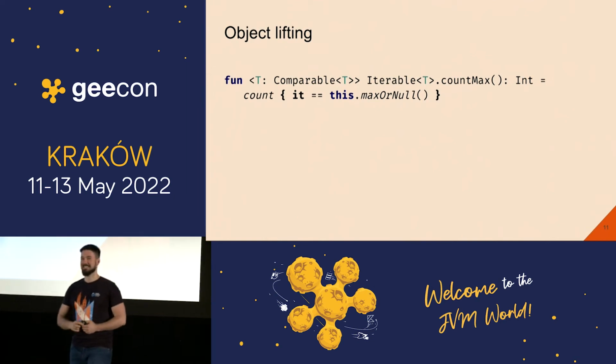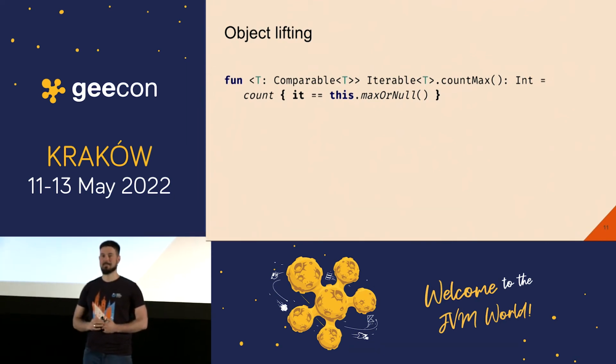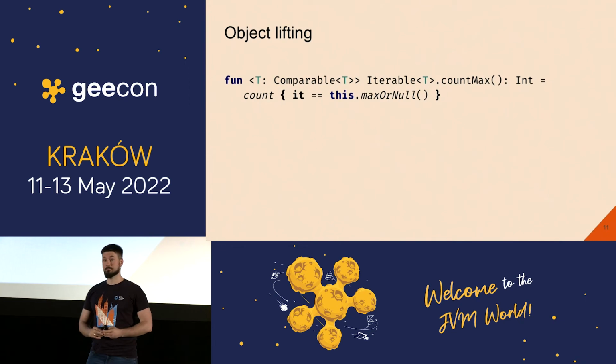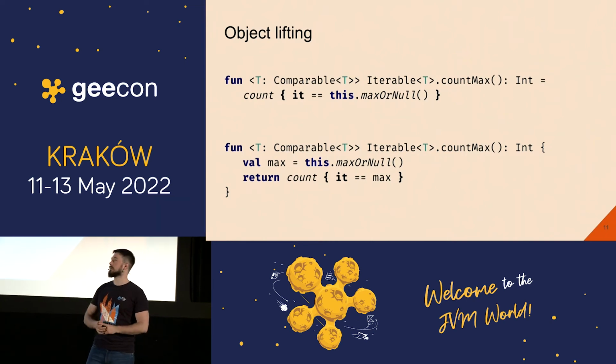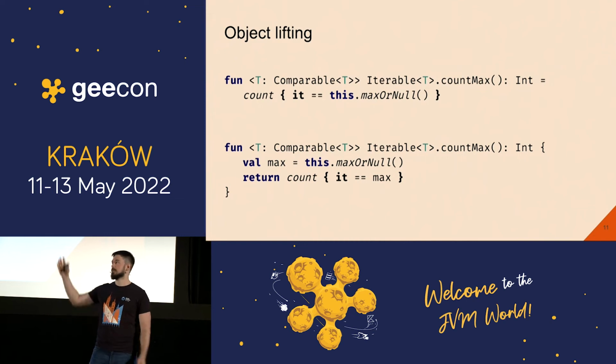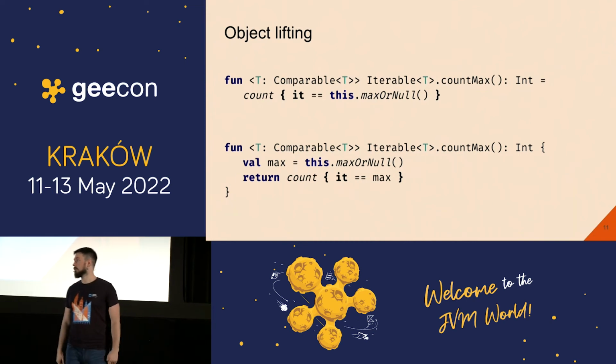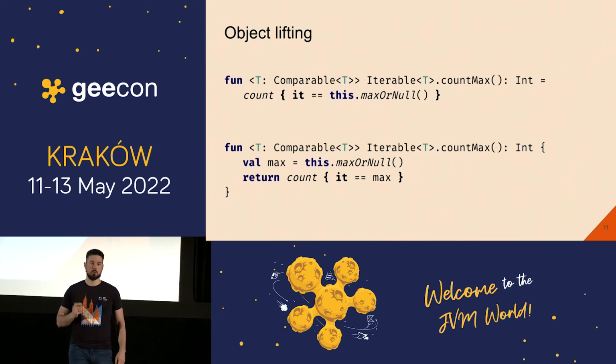You're calling max or null every time? Yes. And what's the solution? Lift max or null out of the loop. Perfect. So stay with me. In the first example, we have n² complexity. In the second one, we have linear complexity. So it's a much better solution.